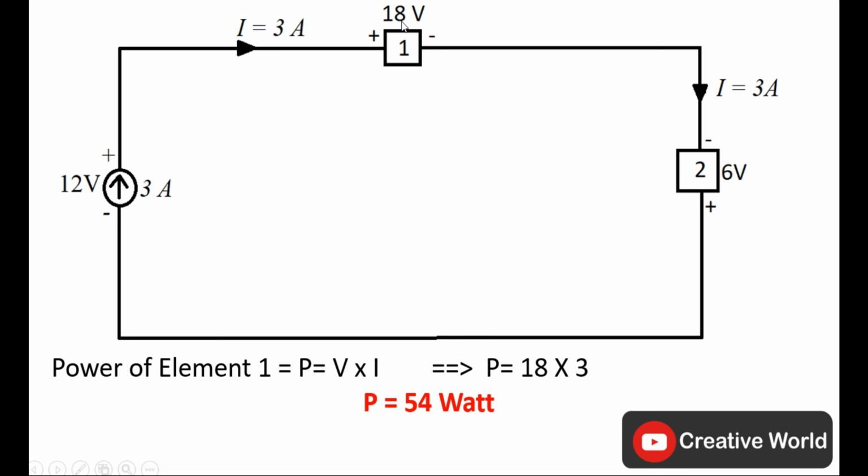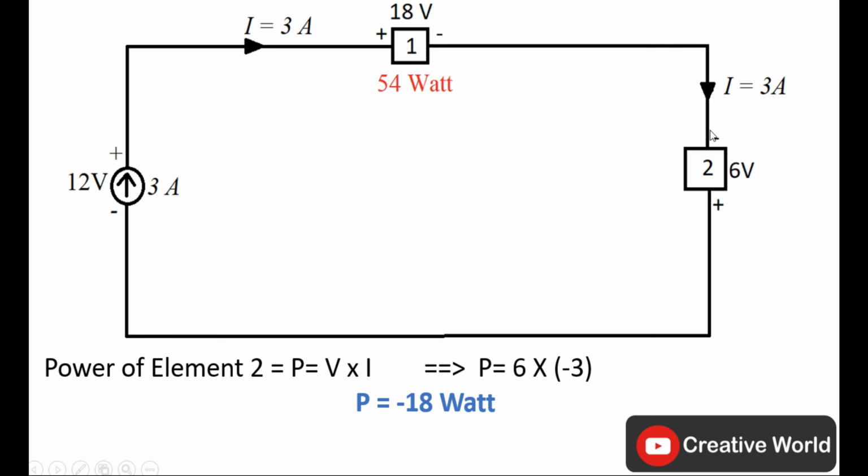The voltage across element number 1 is given, and the current passing through it is also given, 3 ampere. So we will simply use the formula V times I and calculate the power, which is 54 watt. Now we need to find whether this element is absorbing or delivering power. As the current is entering on the positive side, and I am using the passive convention, according to that theory it is consuming the power. So 54 watt is consumed by element 1.